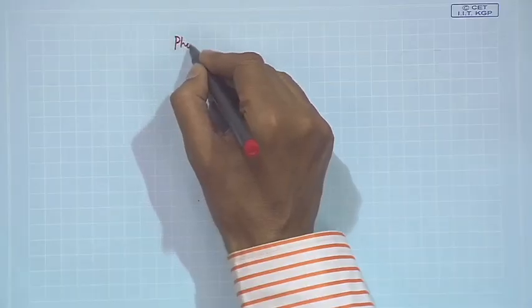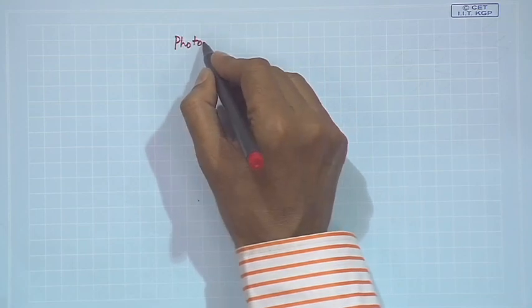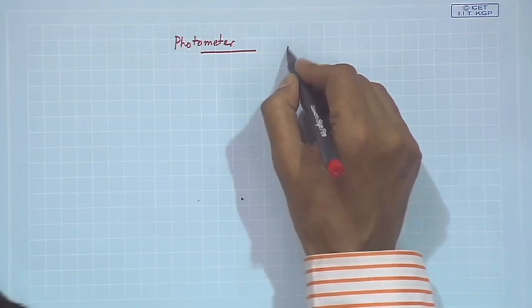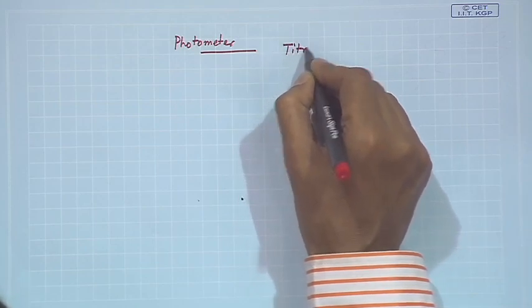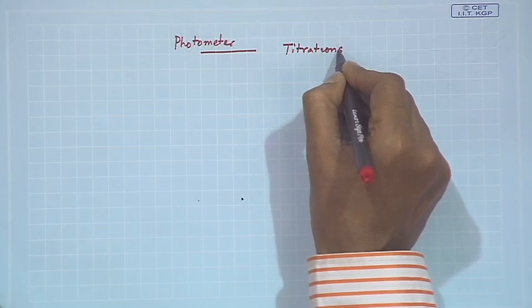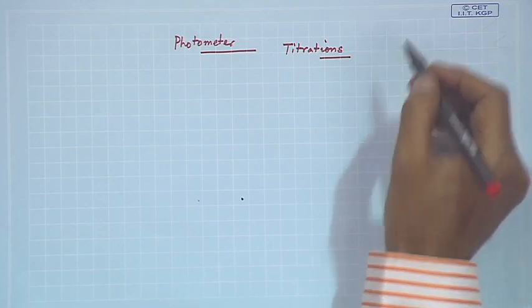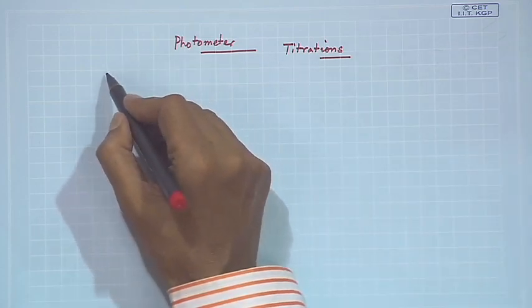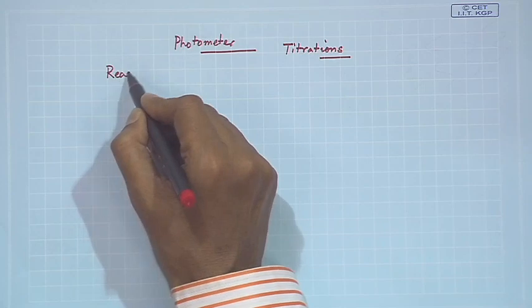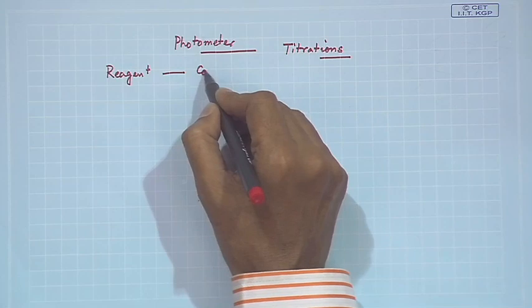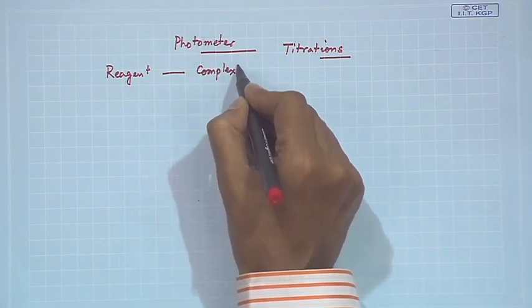Welcome to this class of titrations where we are talking about photometric titrations, because we are using a photometer to identify the endpoint of some titrations. Now we will introduce something where we can see a particular reagent, which can be a complexing agent.